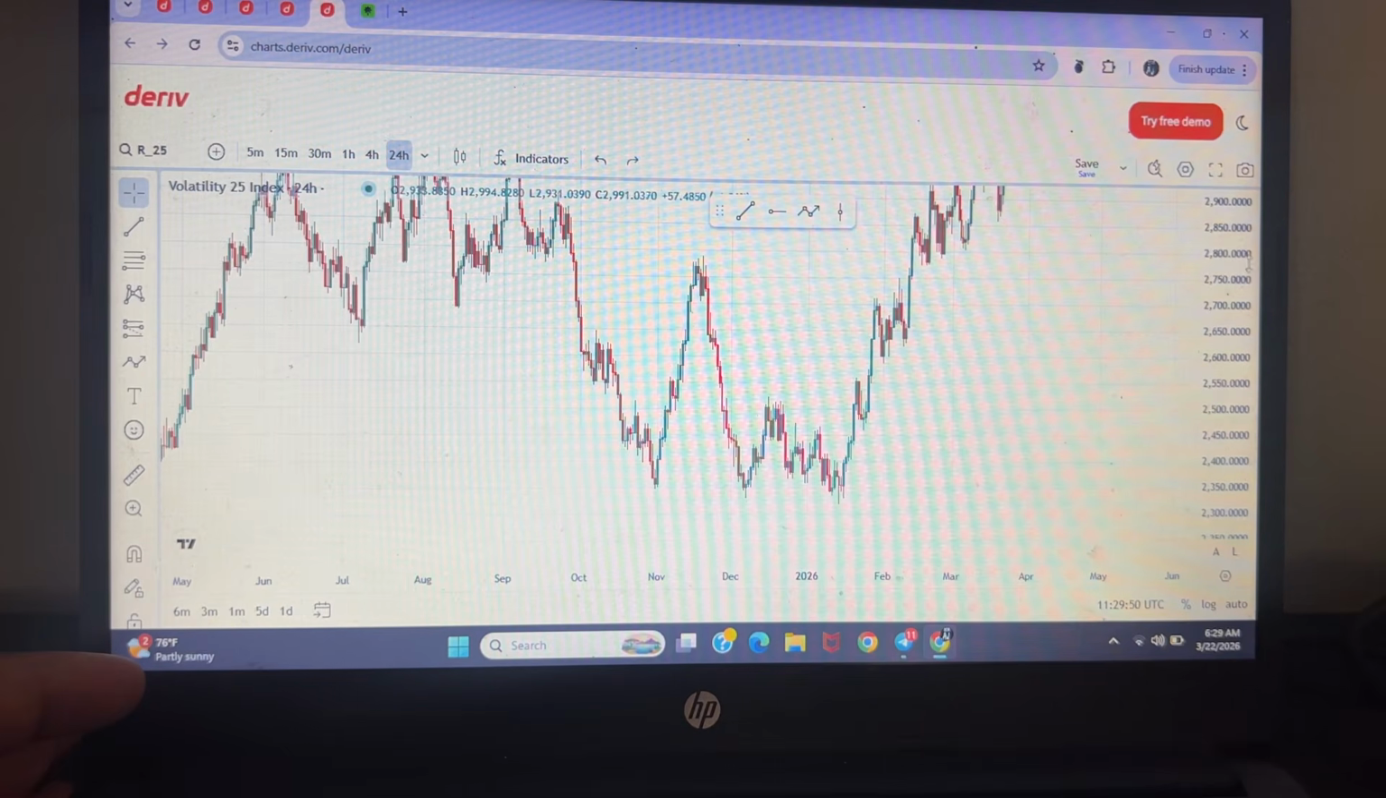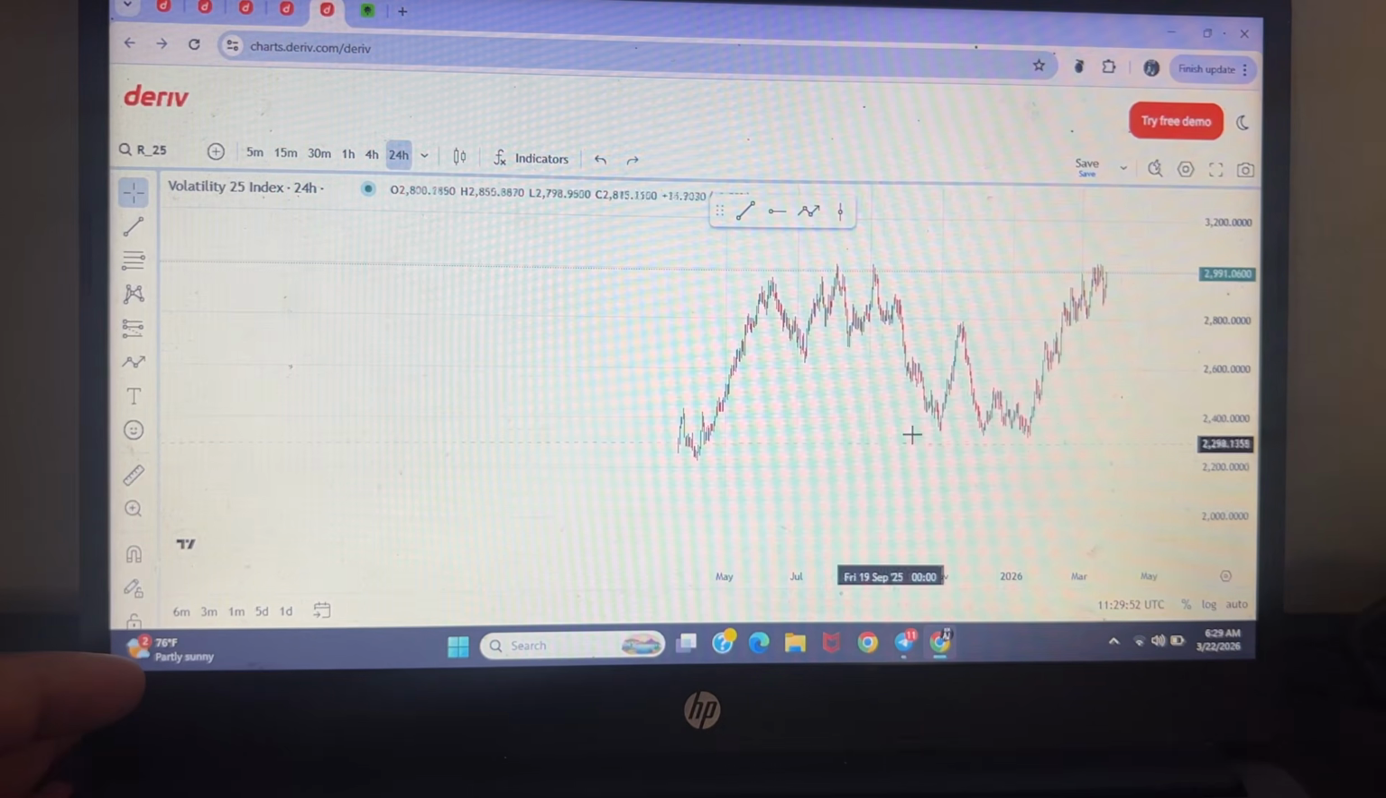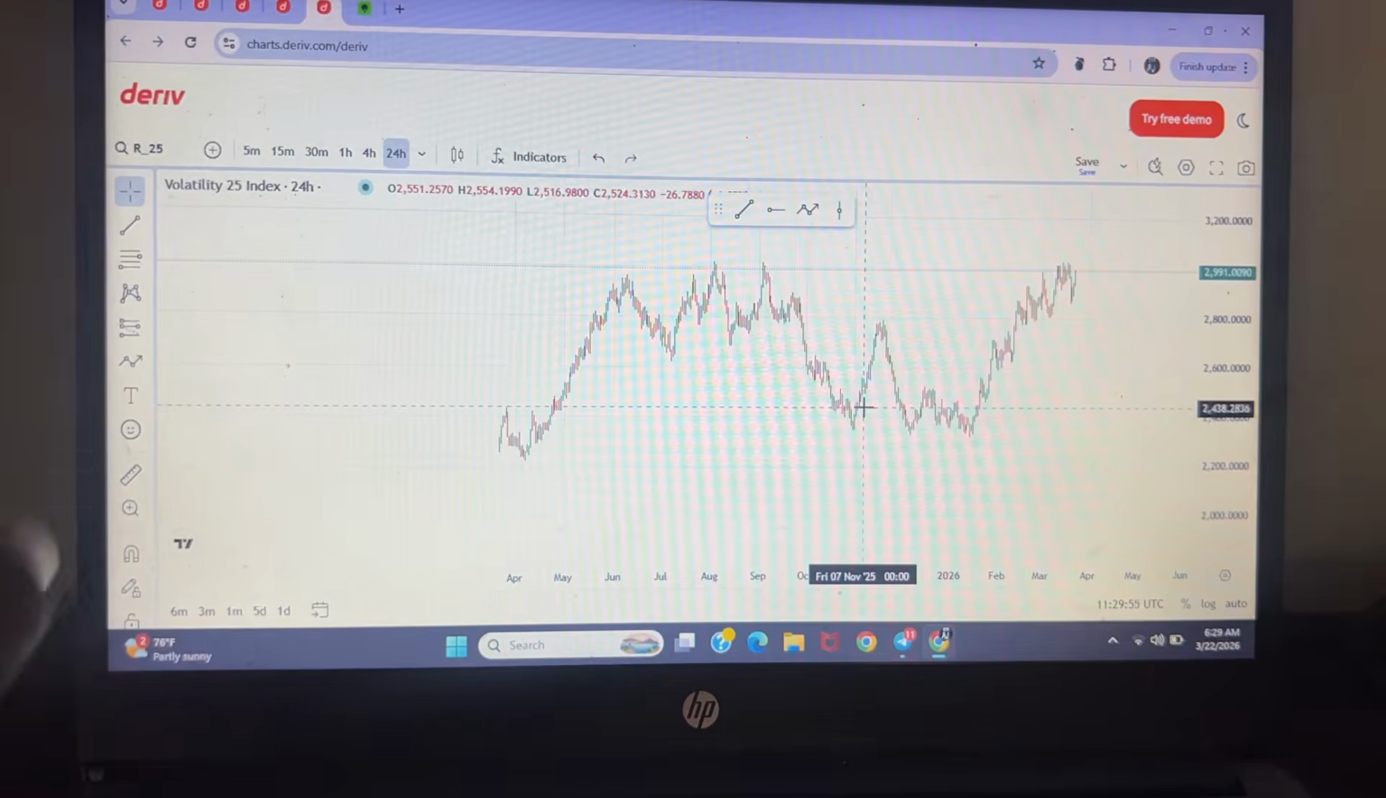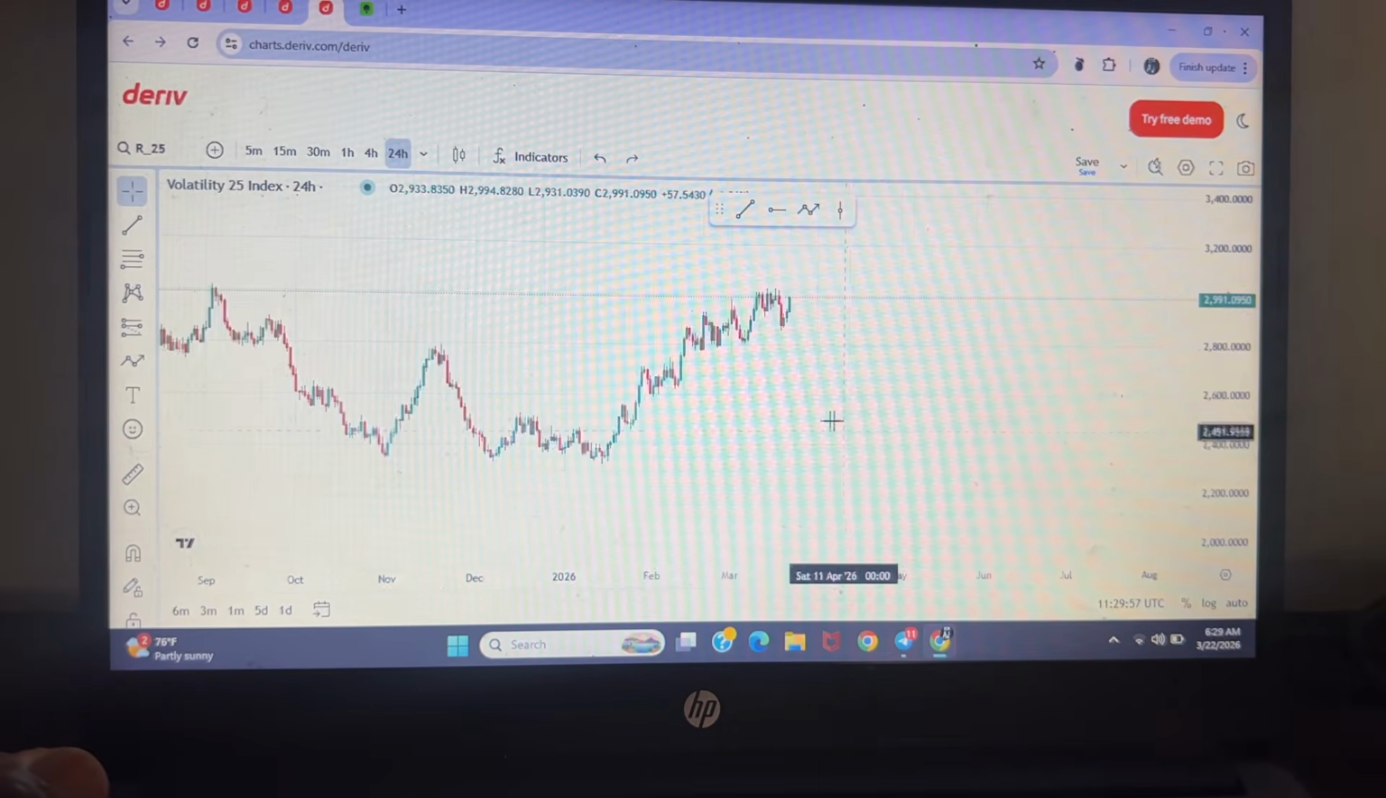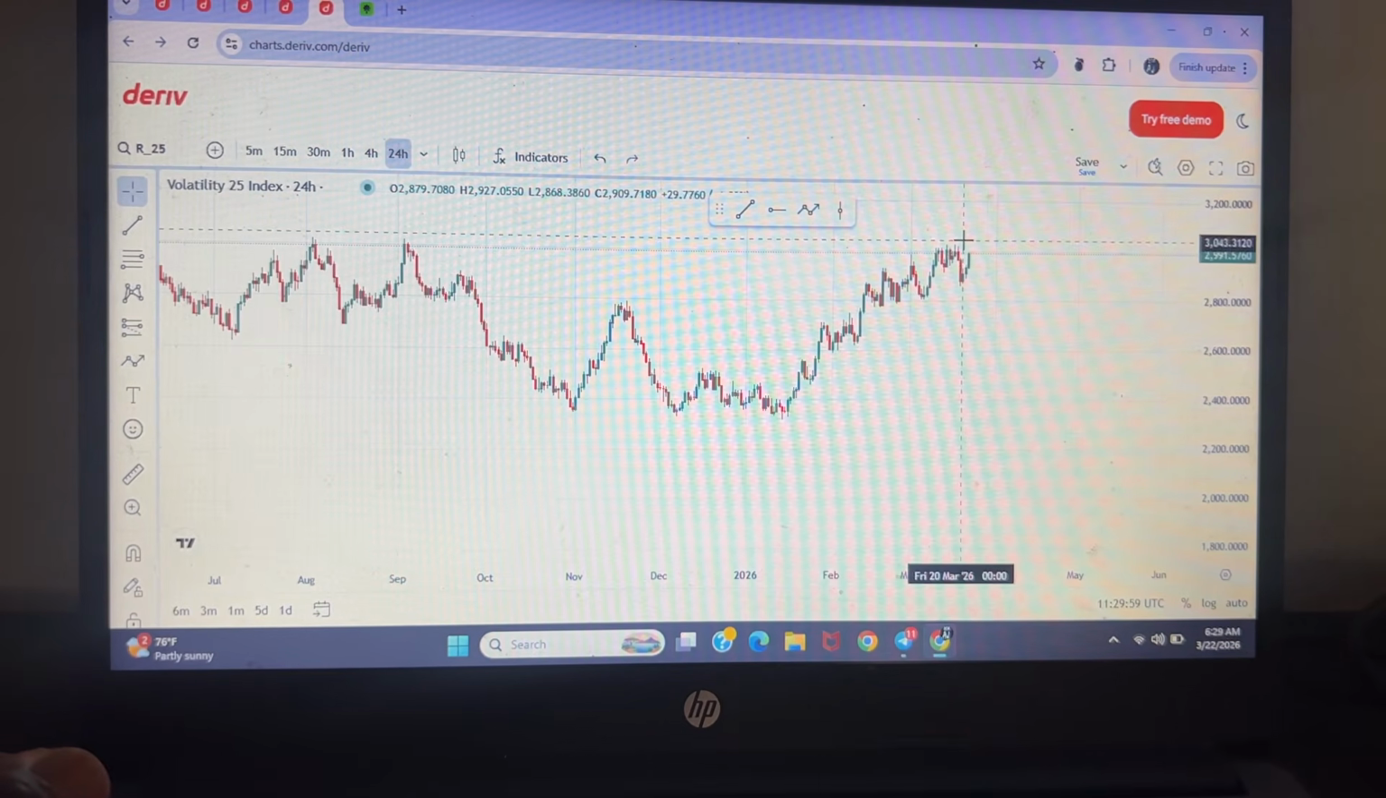Alright, so normally we start on the daily and want to see what trend the market is in, and identify the trend of the market. So this is the daily time frame that I can see here. We want to see the trend, and based off what you're seeing here, the market is in an uptrend.